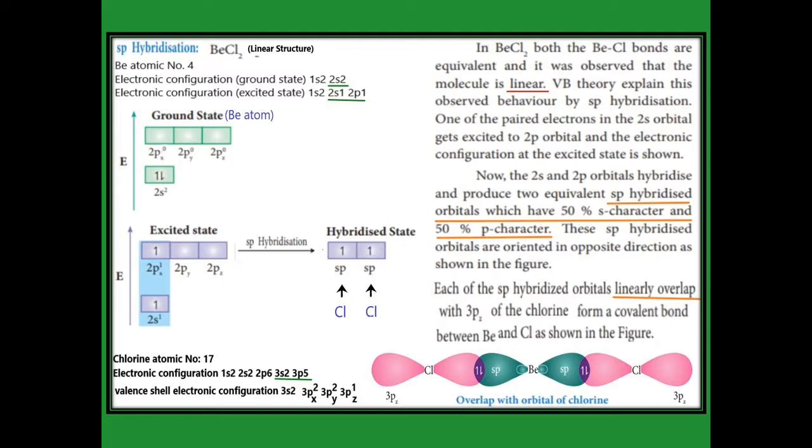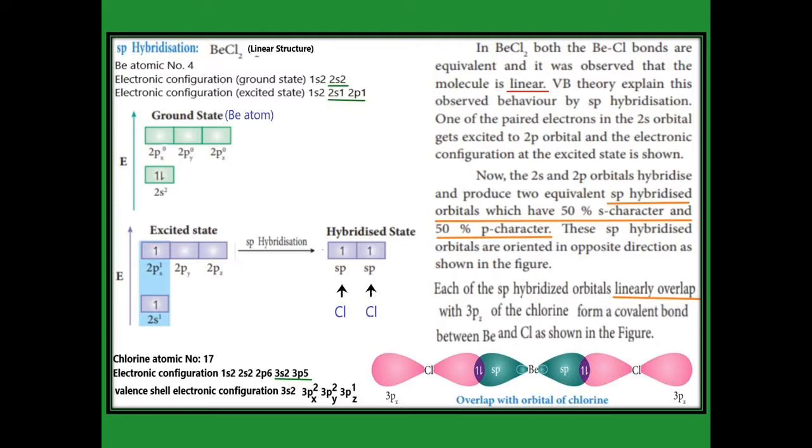Now chlorine, atomic number 17, which means it has 17 electrons. The electronic configuration is 1s2, 2s2, 2p6, 3s2, 3p5. Then the valence electrons are 3s2, 3p5. If we expand the 3p5, the 5 electrons occupy the x orbital with 2 electrons, the y orbital with 2 electrons, and the z orbital with only one electron. That one electron in chlorine is given to the hybridized orbital, the sp hybridized orbital.